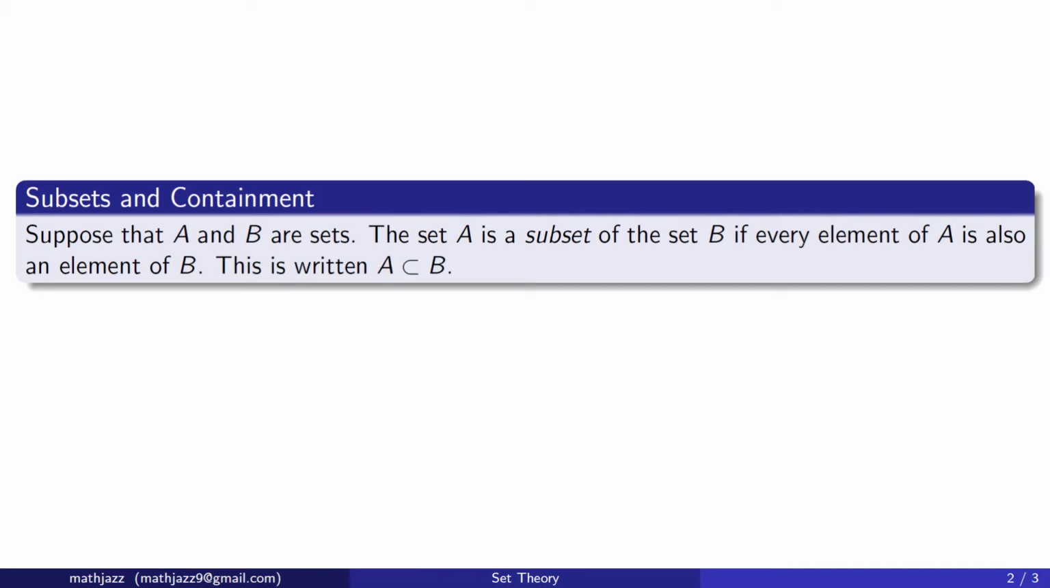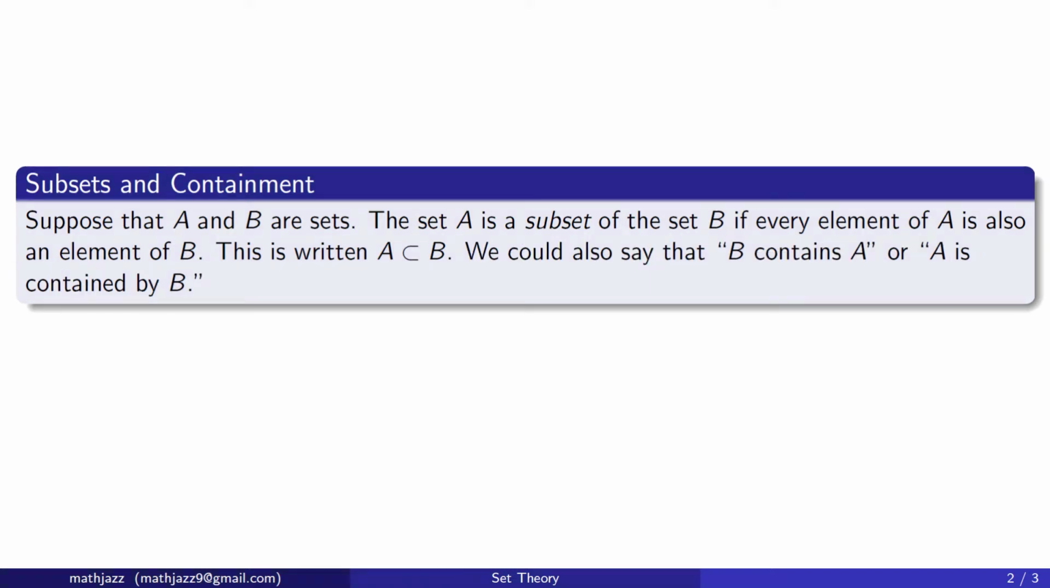Another way of wording that is that B contains A, or A is contained by B. We write this as A, then this sideways U symbol, and then B. So A is the set that is small and inside of the other set. B is the set that is bigger and contains the first set. The U shape opens toward the bigger of the two sets, the one that contains the other. Also, less commonly, we call B a superset of A. That's not a very common term, but it does come up from time to time.